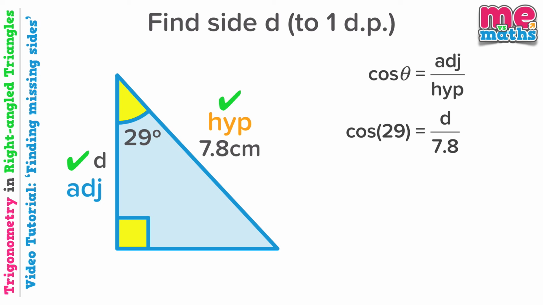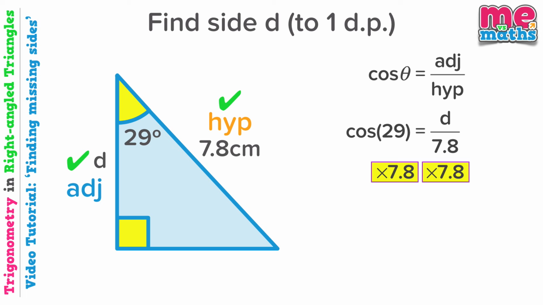Just take a moment there and check you're happy with what we've just done. If not, just rewind sort of 30 seconds and watch that bit again because it's very important. Right, we're getting somewhere. We want to know the value of D. Now at the moment, D is being divided by 7.8, so to get D on its own, we need to multiply by 7.8, and that's both sides of our equation.